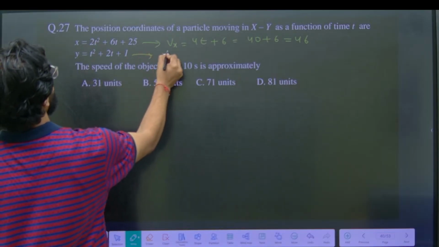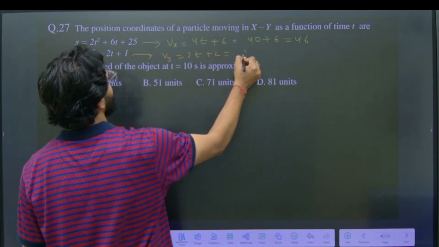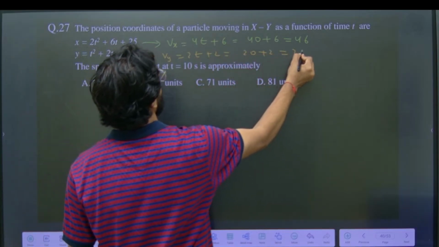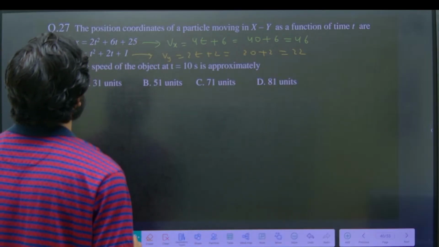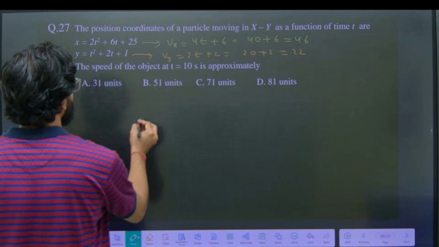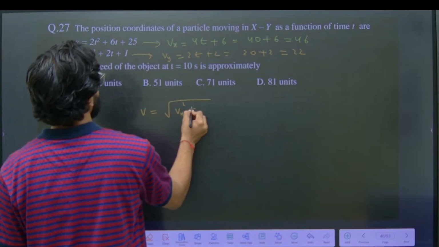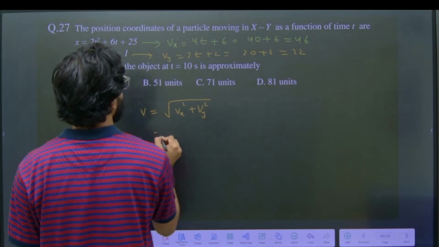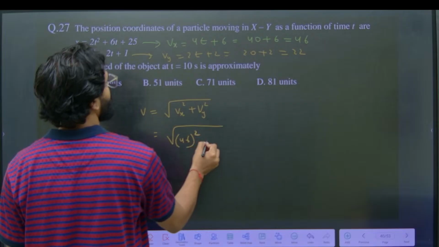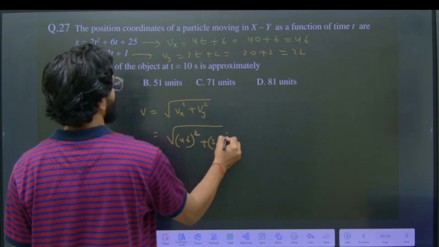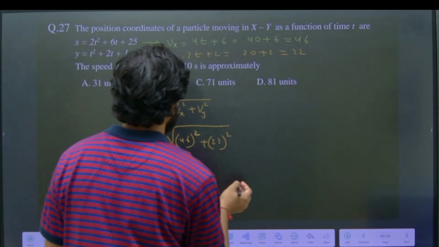Over here, Vy will be 2t plus 2. At 10 seconds it will be 20 plus 2, 22. So now whatever is the answer. Okay, guys, speed is approximately the square root of Vx square plus Vy square, so 46 square plus 22 square. Okay, let's solve it, guys.